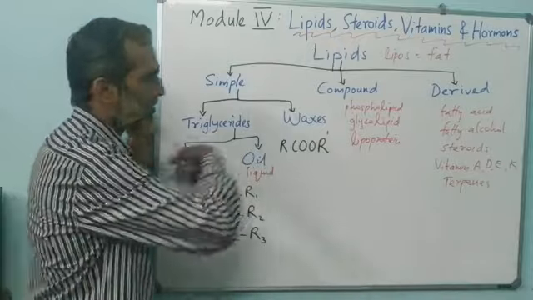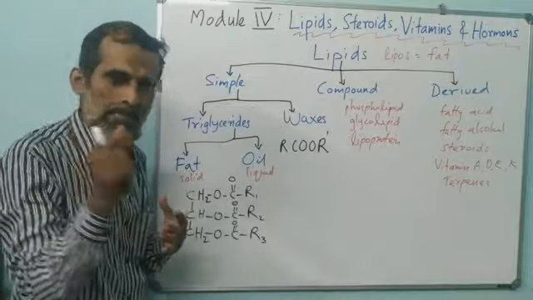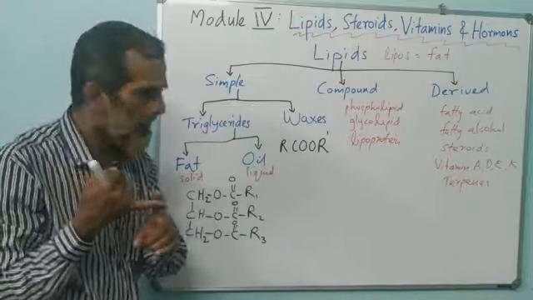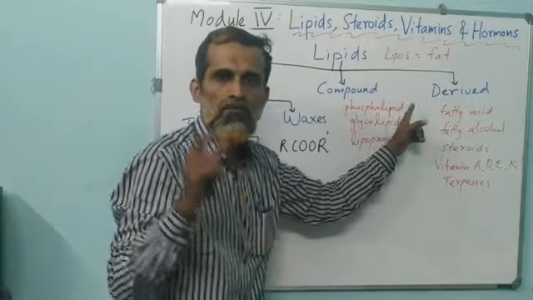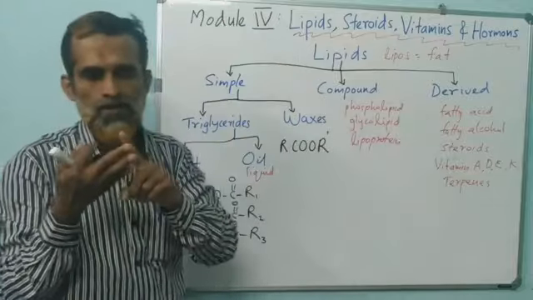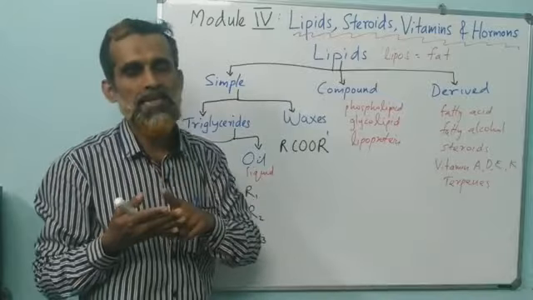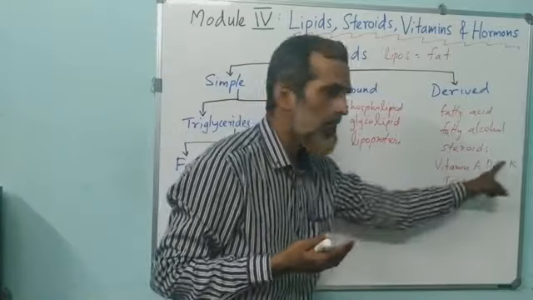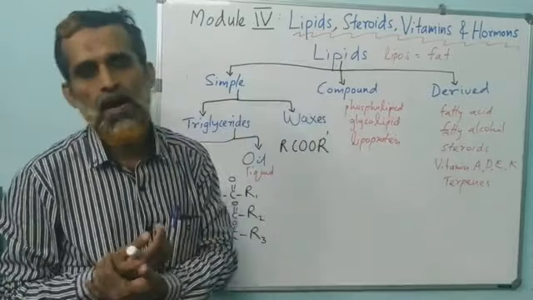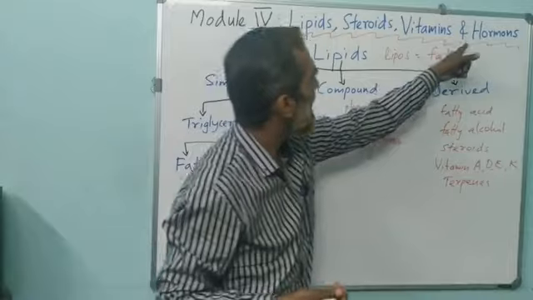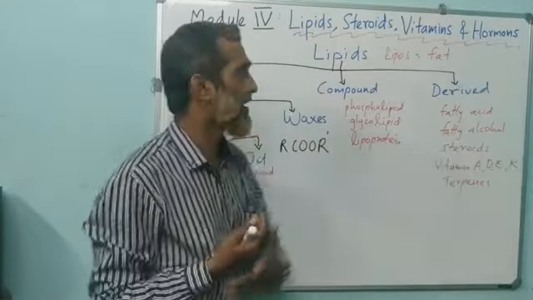Now let us elaborate on a few of them. According to our syllabus, we have to discuss in detail triglycerides, number 1, then wax, number 2, then we have to emphasize phospholipid, number 3, and then steroids, number 4, and we have to discuss vitamins, and of course terpenes come in another module. In addition, we also discuss hormones which are basically related to steroids.